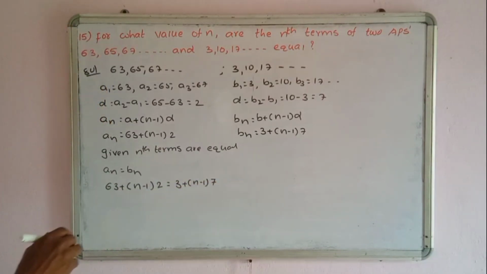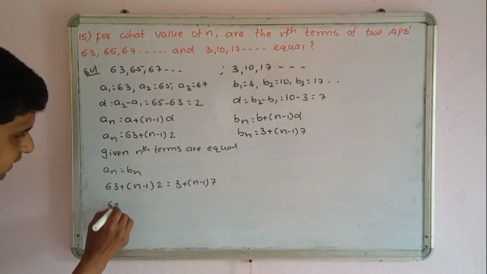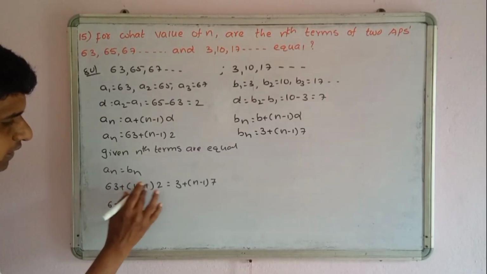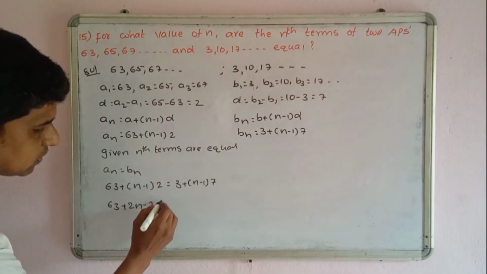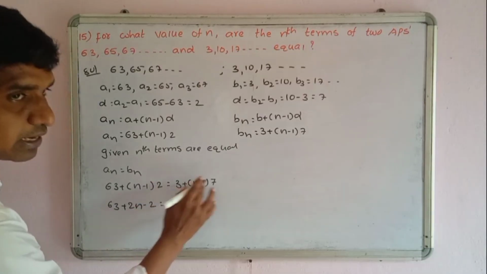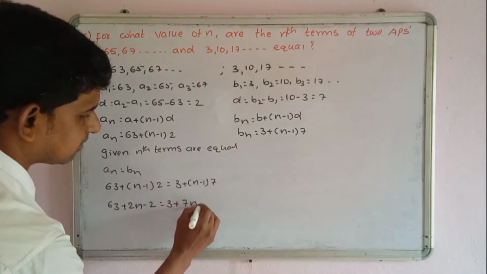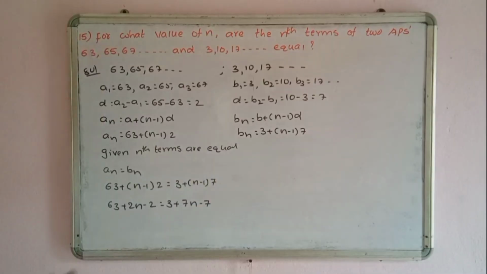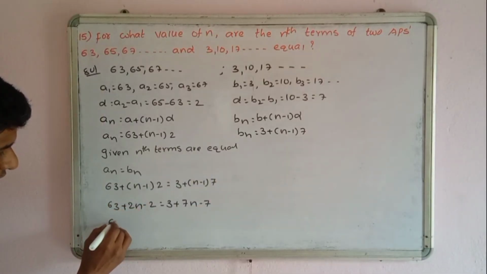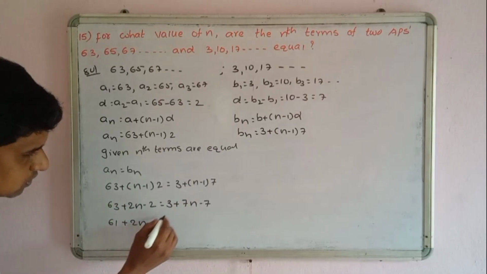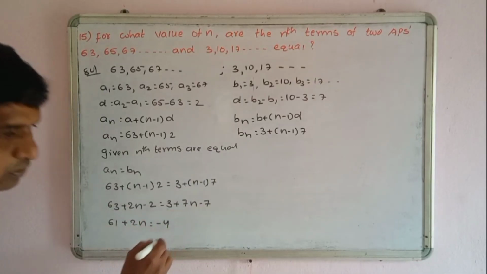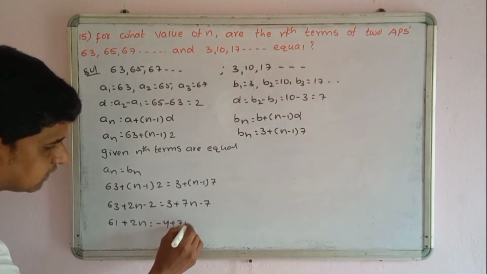Now, 63 plus n times 2 is 2n, minus 1 times 2 is minus 2, equals 3 plus n times 7 is 7n, minus 7. So 63 minus 2 is 61 plus 2n equals 3 minus 7 is minus 4 plus 7n.